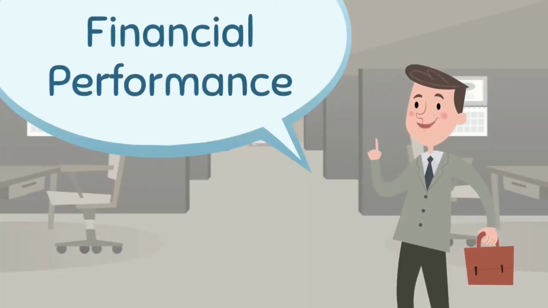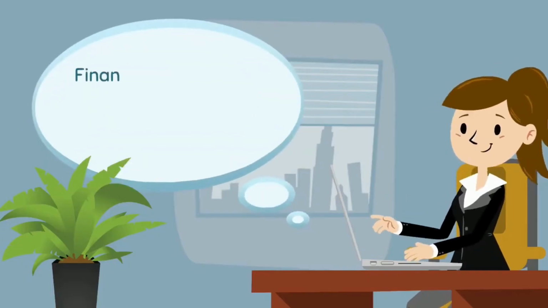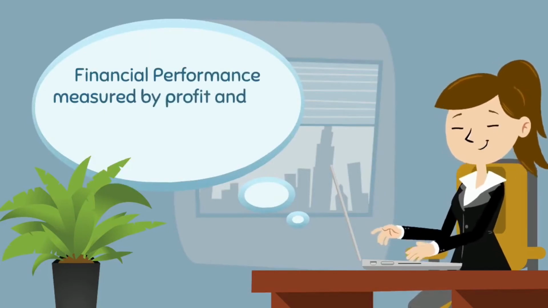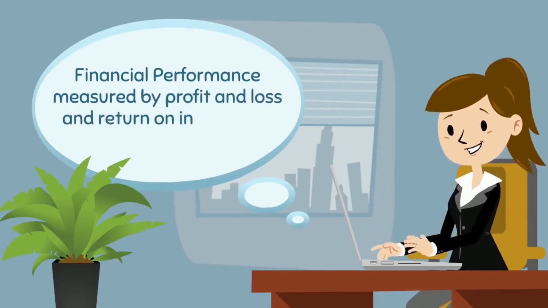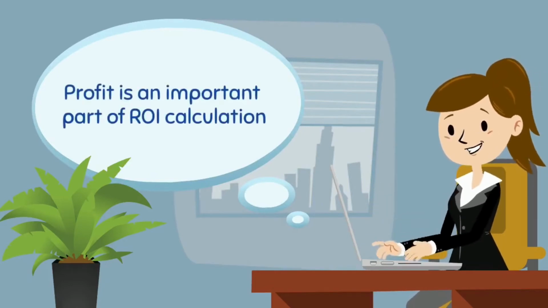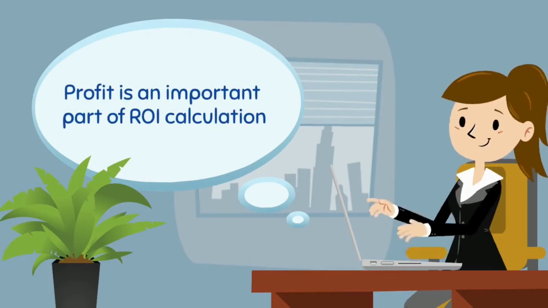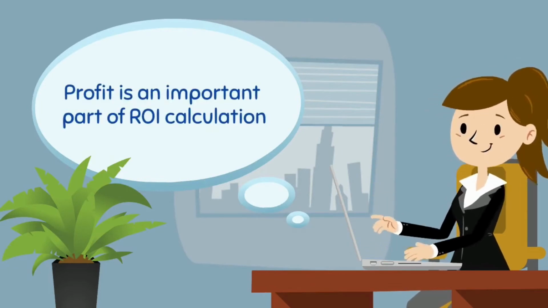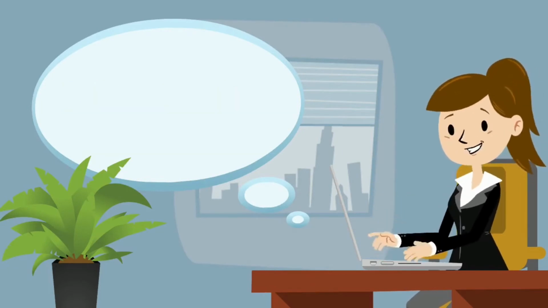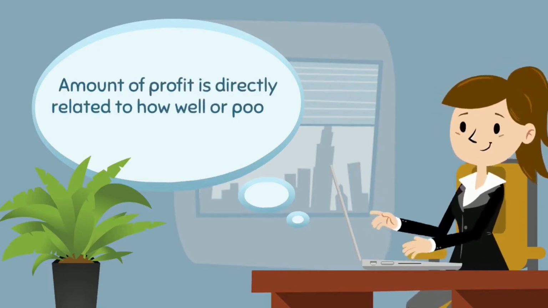Financial performance. Financial performance evaluation of a foreign subsidiary or affiliate is usually based on profit and loss and return on investment. The most important part of the ROI calculation is profits, which often can be manipulated by management. The amount of profit directly relates to how well or how poorly a unit is judged to perform.